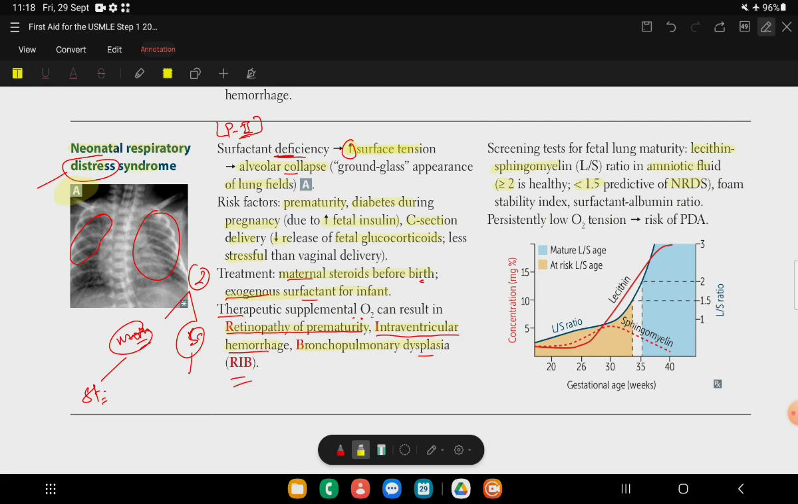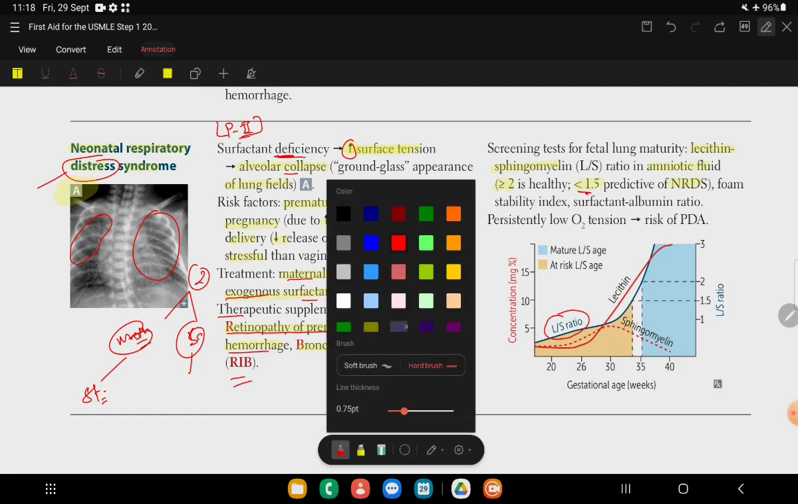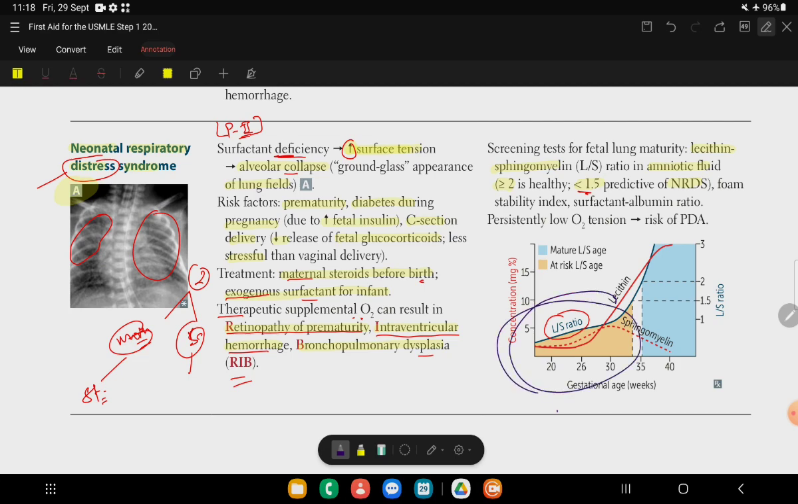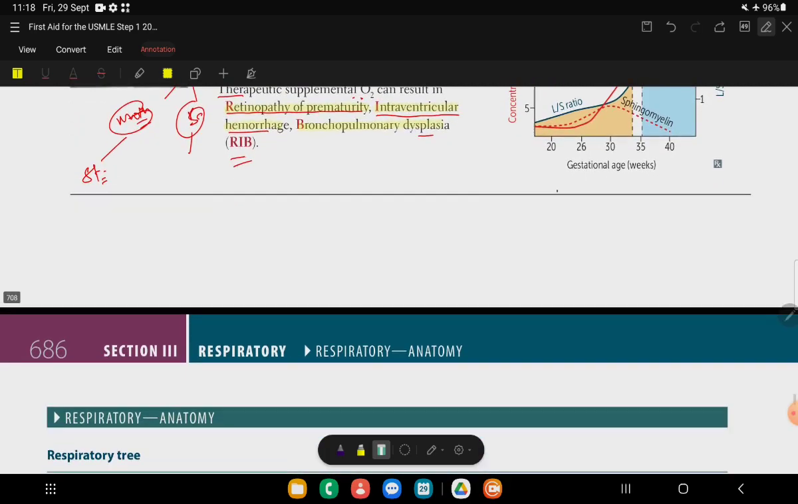Now in this situation, with the lecithin and sphingomyelin ratio, you can see that when it is less than 1.5, this whole region can belong to a baby who is a suspect for neonatal distress syndrome.